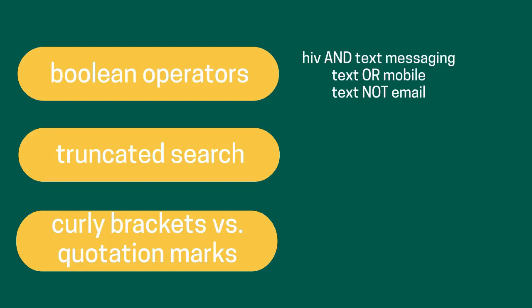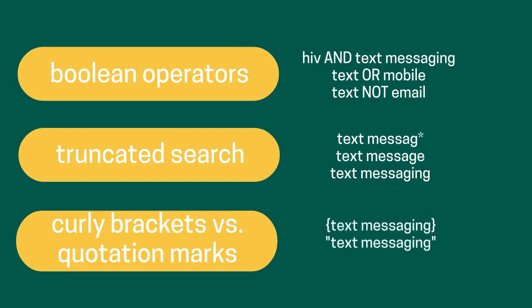Truncated searching, as demonstrated in the earlier video, means we are adding an asterisk at the end or in the middle of our search term to expand our search to variations of the same word. Incorporating curly brackets versus quotation marks into your search tells the databases how you want that term searched. For example, curly brackets around your term indicate that you want that exact phrase to be searched, whereas quotation marks indicate that you are open to variations of that phrase.